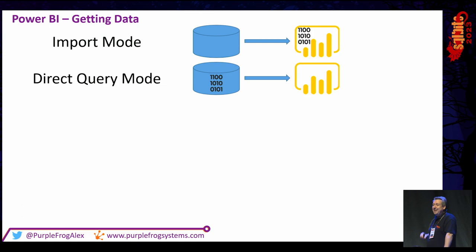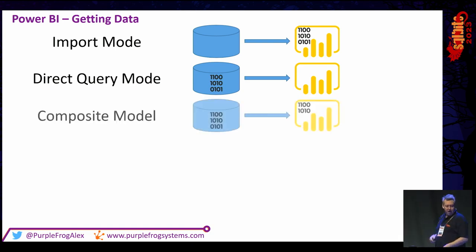Direct query mode, where the data stays in the source system. Power BI just acts as a pass-through. It deals with the visuals and then turns the visual into essentially a SQL query, and it goes off and runs it in your source system. So it's essentially a live mode. The traditional composite model is where you have a little bit of both. You have some data in your source in direct query mode and some data that comes in import mode.